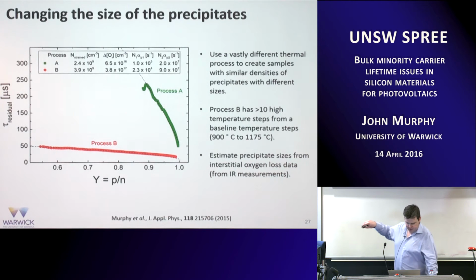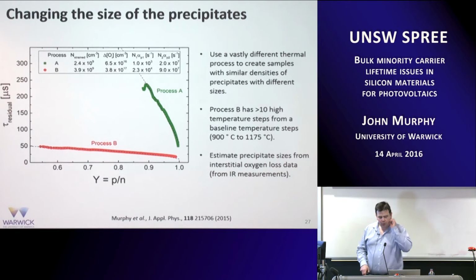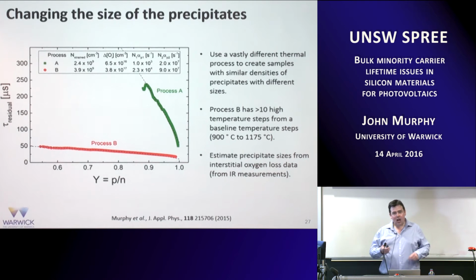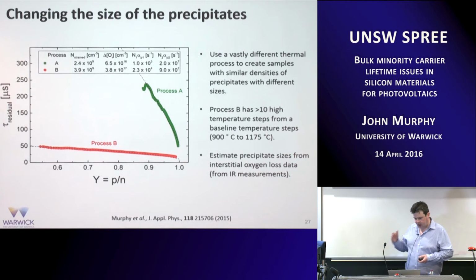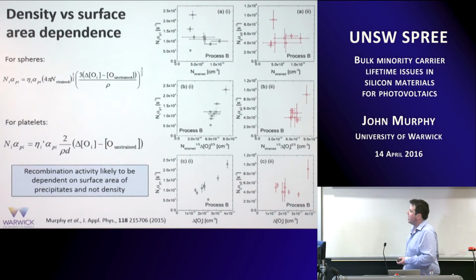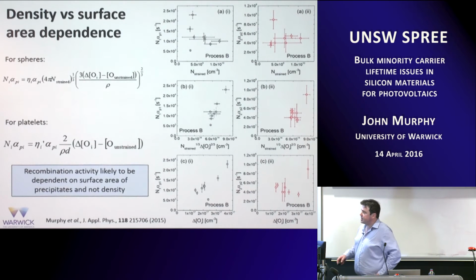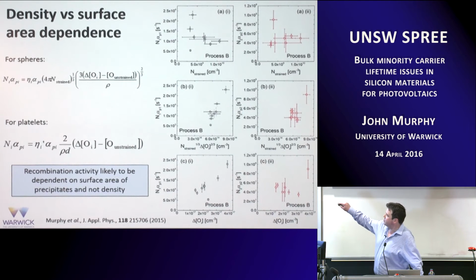And so here you can see two curves. One is for a process we call process A. This is for process B. Process A is the normal process. Process B is a crazy process designed to make very large precipitates. The density of precipitates is roughly the same in both cases, but the size is much bigger in B than in A. And so what we did is at the same time we correlated IR loss data with the lifetime data, and this is on the next slide. And from doing infrared spectroscopy, we could write down simple equations to link the lifetime parameters to the size of spheres or platelets made out of oxide precipitates.